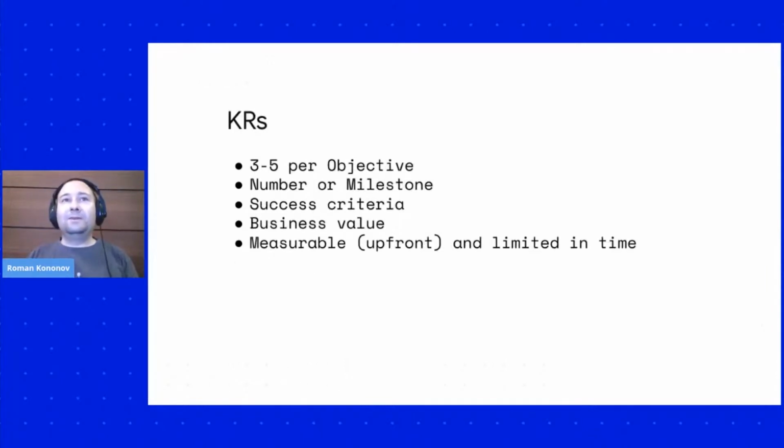The second part of this framework is KRs. So KRs are very different. So first of all, you should have 3-5 KRs per objective. It could be either a number or a milestone. So it should define the success criteria, whether you have achieved this objective or you haven't yet. Every KR should have a business value. It should represent the business value.